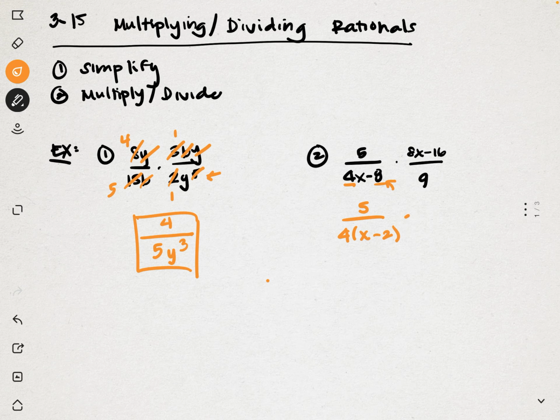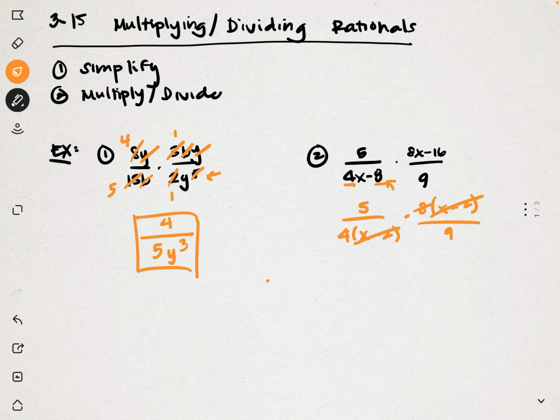We're going to do the same thing for the 8x minus 16. I know those are both divisible by 8, so we'll factor it out. We have an x left over, and then 16 divided by 8 is 2. So let's clean this up as much as possible. X minus 2 and x minus 2 can cancel out because it's the same in the numerator and denominator.